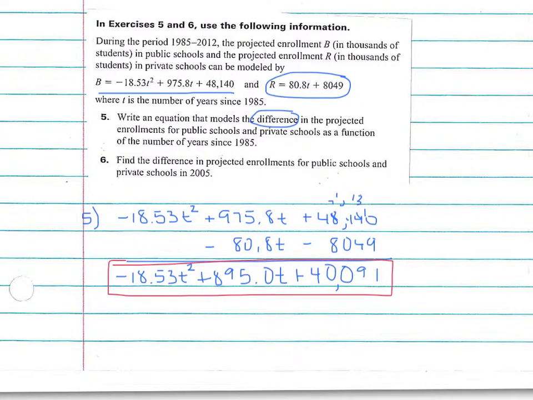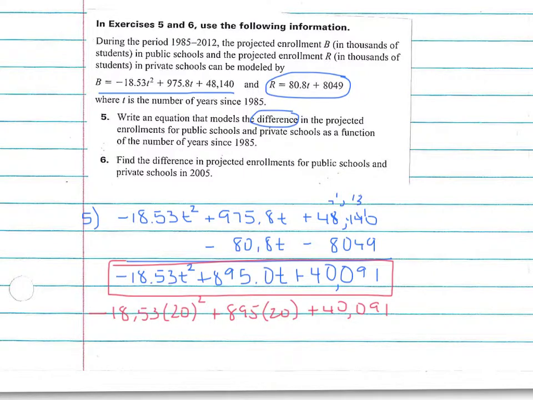In 6, it says to find the difference in projected enrollments for public schools and private schools in 2005. So what we need to do is know how many years there have been since 1985. 1995 would be 10 years, and 2005 would be 20 years. So we're going to substitute a 20 in for the t. So it's going to be negative 18.53 times 20 squared plus 895 times 20 plus 40,091.